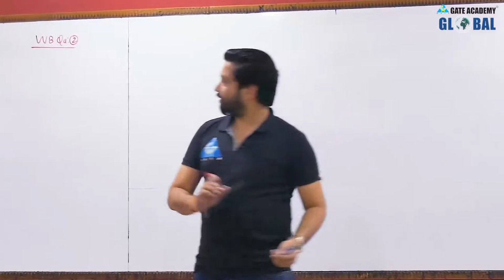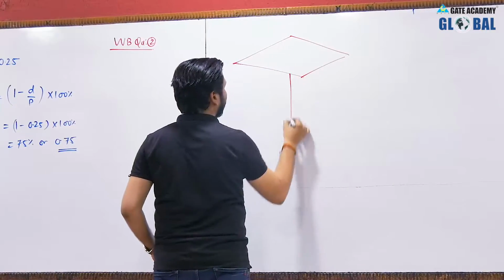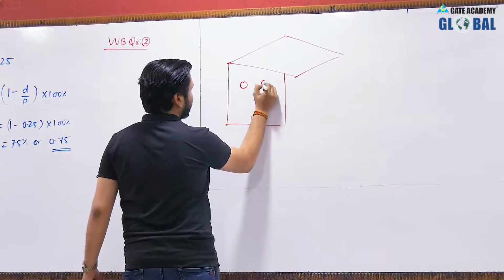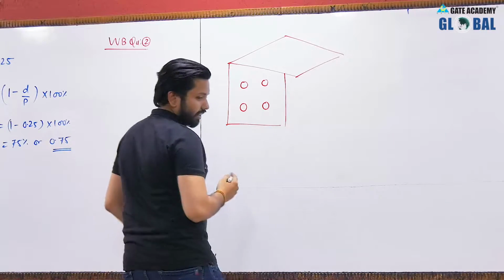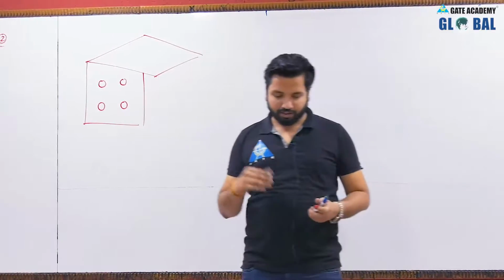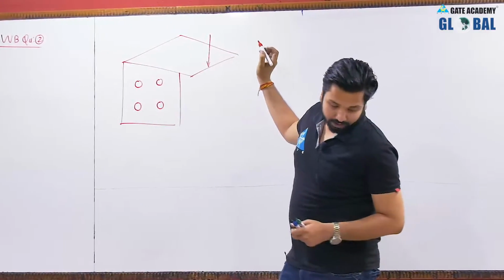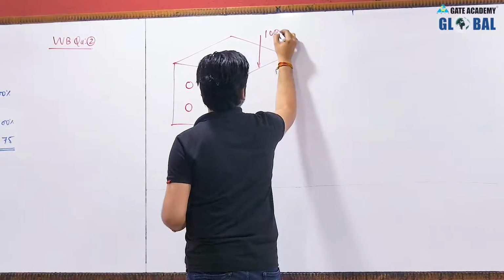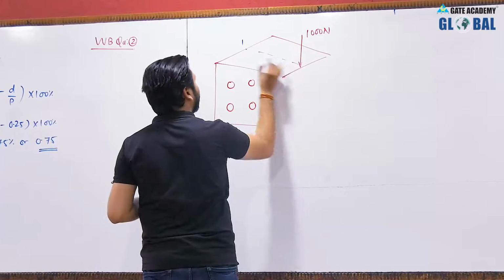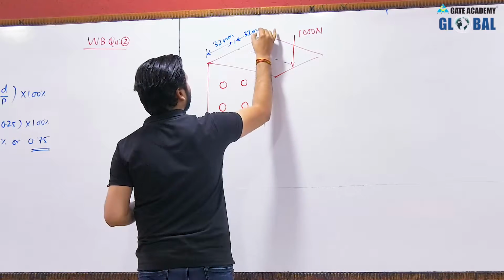According to the question, this is a bracket like this, and the loading is shown in the figure. This is the rivet connection. The dimensions etc. are given. We will see whether there is any need of the dimensions or not. I will be telling you everything. Now here is the point load of 1000 Newton. This distance is 32 mm, this is also 32 mm.